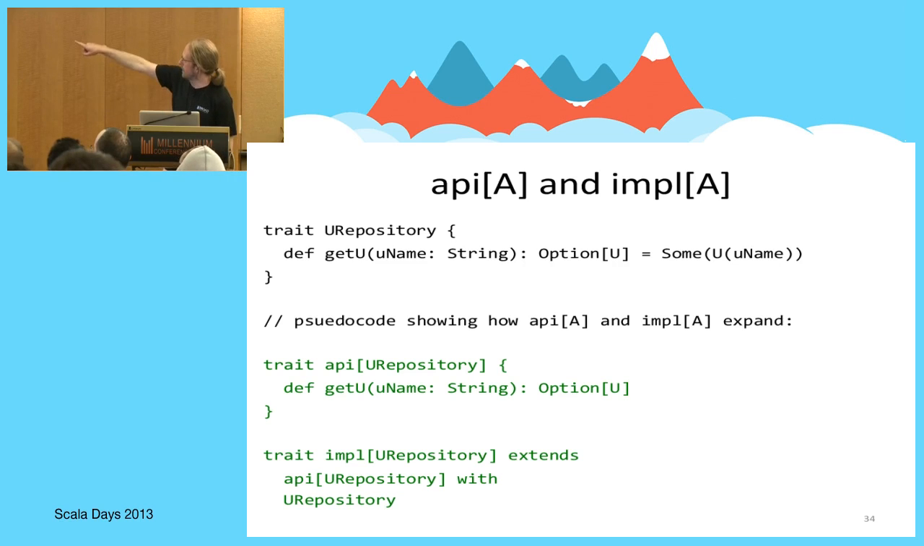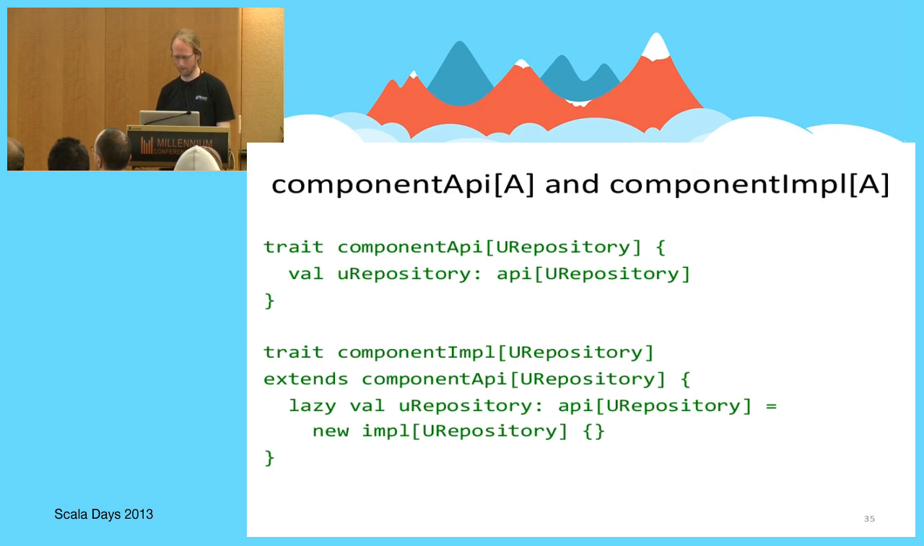So in short, the API says I have a getU method. It's abstract. Okay. So I'm going to extend the API, and then I'm going to extend the U repository as well. Well, look, the getU method that I get from extending U repository has the right type and is concrete. So now I'm a default implementation.